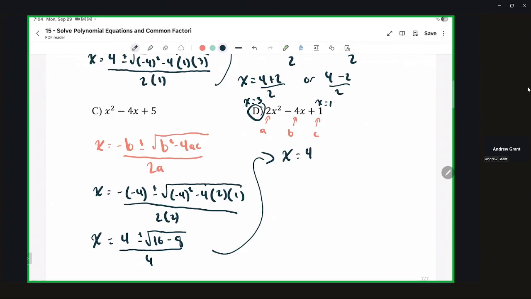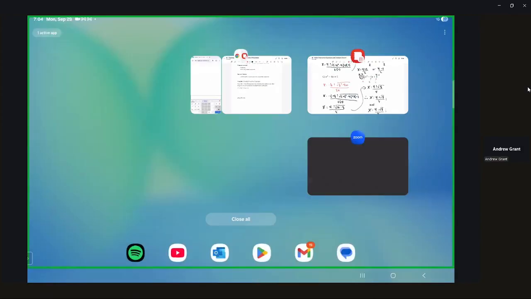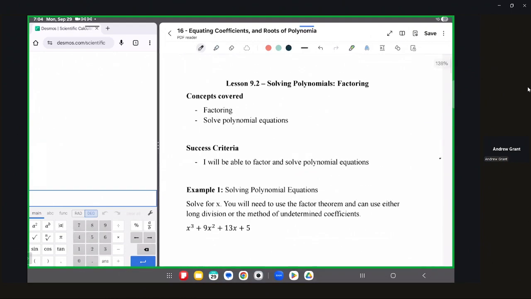So x will be equal to 4 plus or minus the square root of 16 minus 8 is 8 over 4. So therefore, our solutions will be x is equal to 4 plus the square root of 8 over 4, and x will be equal to 4 minus the square root of 8 over 4. And so from here, you can type this into your calculator to go ahead and determine the answers. But for the most part, we're quite happy with these radical answers as a solution. Okay, so let's continue on with today's lesson.